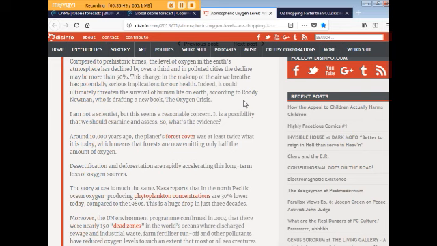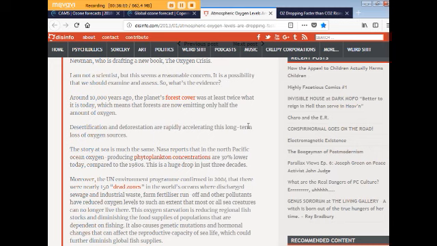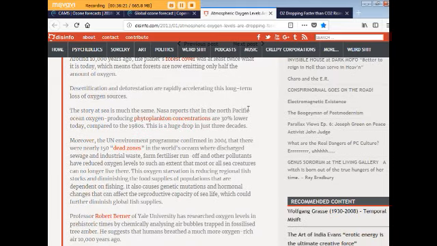Indeed, it could ultimately threaten the survival of human life on Earth, according to Roddy Newman, who's drafting a new book, The Oxygen Crisis. I'm not a scientist, but this seems a reasonable concern. It is a possibility that we should examine and assess. So what's the evidence? Around 10,000 years ago, the planet's forest cover was at least twice what it is today, which means that forests are now emitting only half the amount of oxygen. Desertification and deforestation are rapidly accelerating this long-term loss of oxygen source.